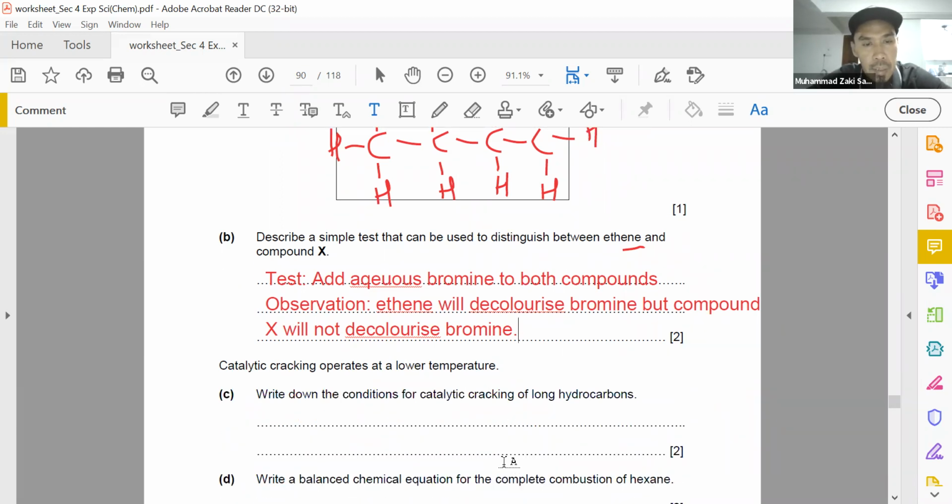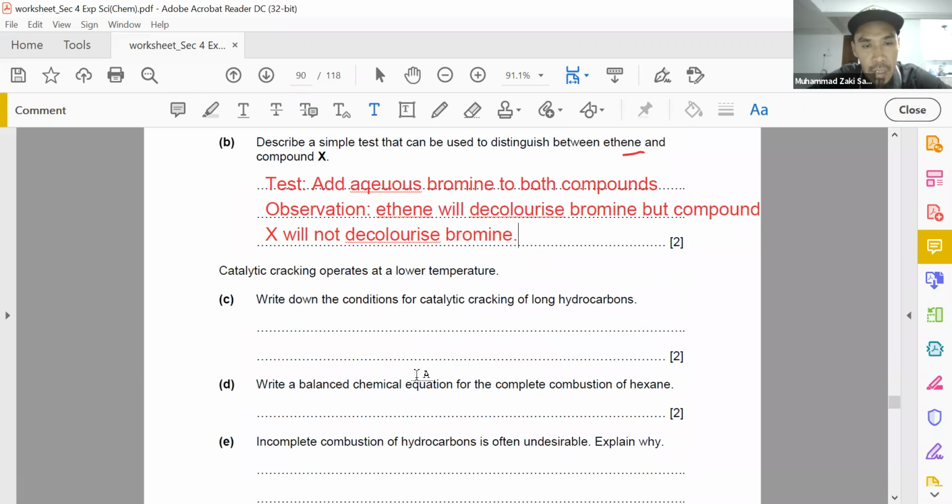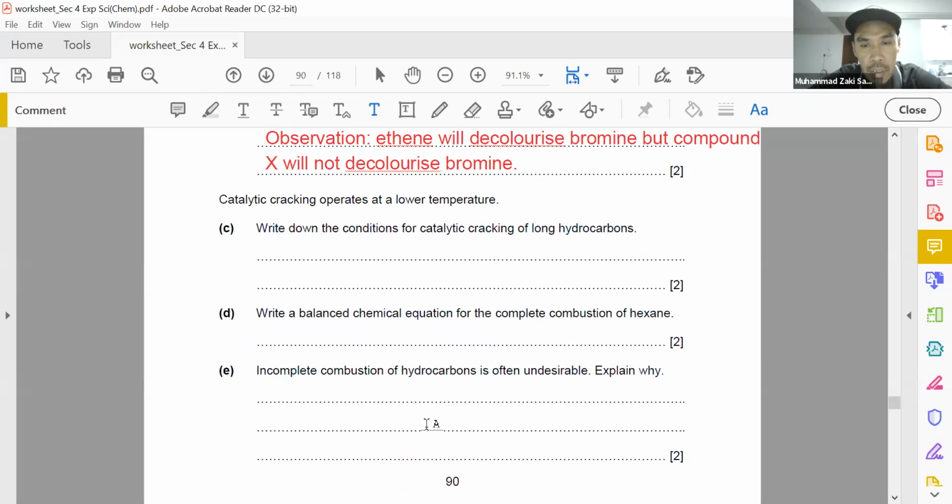Let's skip this one first, the cracking, because I haven't gone through it yet. Once we go back to school, we'll talk about it. Next, write down the chemical equation for combustion of hexane. Let's do this. Hexane, hex means 6. Hexane, an alkane, so alkane CnH2n+2. So 6 times 2 plus 2 is 14. Plus oxygen will give you carbon dioxide gas and water.